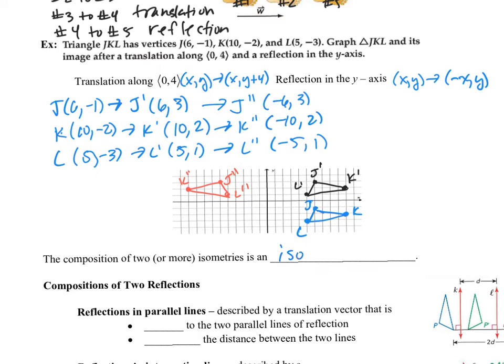So it doesn't matter how many transformations you do in a row, if they're all isometries, then the result is going to be an isometry. Oh, I spelled isometry wrong. Let me fix that.